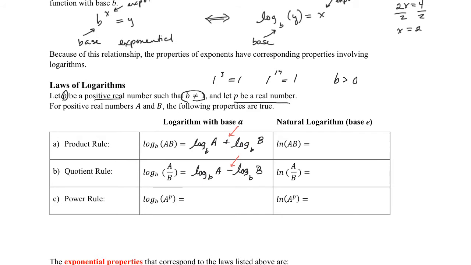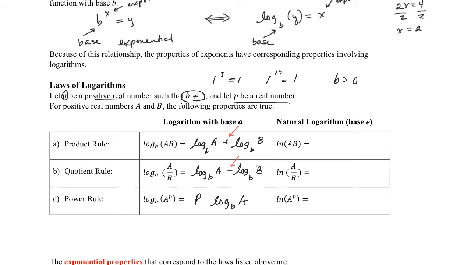And finally then, the power rule tells me that the log base b of a raised to some power p can be rewritten as p times the log base b of a. And so like I said, this helps because we can take a really complicated log or a really large log and we can break it into more simplistic pieces, which are then easier to evaluate.